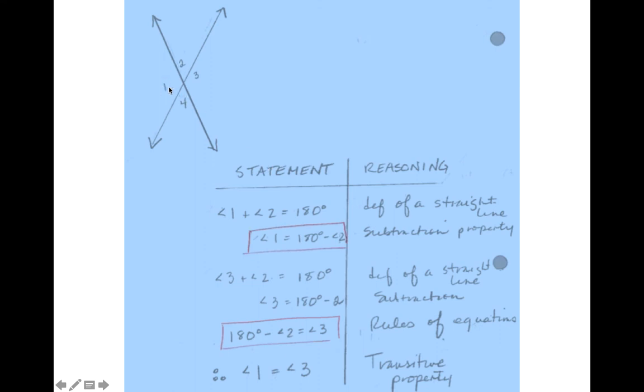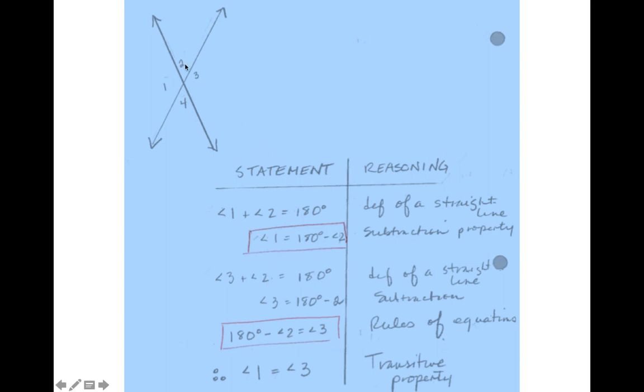And what I know is angle 1 plus angle 2 adds up to 180 degrees. I know that because of the definition of a straight line, or you could say supplementary angles. Now, I'm just going to move that around a little bit. I'm going to move 2 over to the other side. So angle 1 is equal to 180 degrees minus angle 2. And that's just the subtraction property of equations. Nothing very fancy there. Now I'm going to leave that alone for a minute.